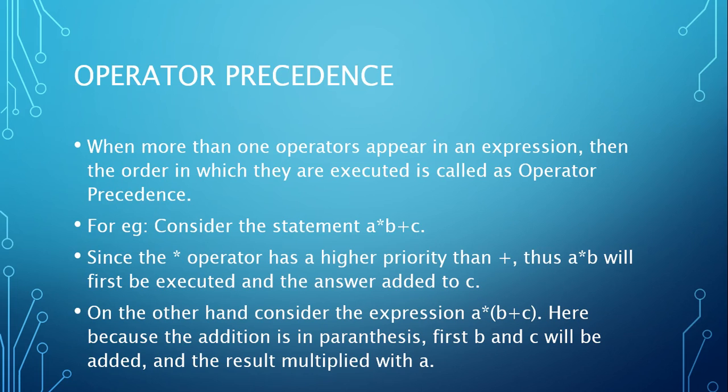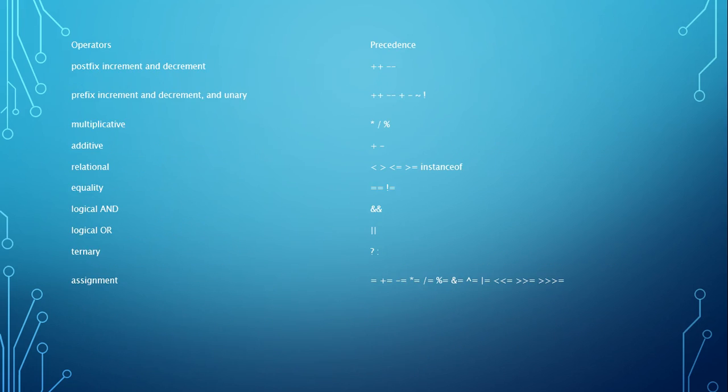That is the reason it is very important to understand in which order these operators are executed, so as to write better programs. Now here on the screen we see the operator precedence. First in precedence come the unary operators, increment and decrement. Whenever any particular statement uses these operators, increment, decrement, they will be evaluated first.